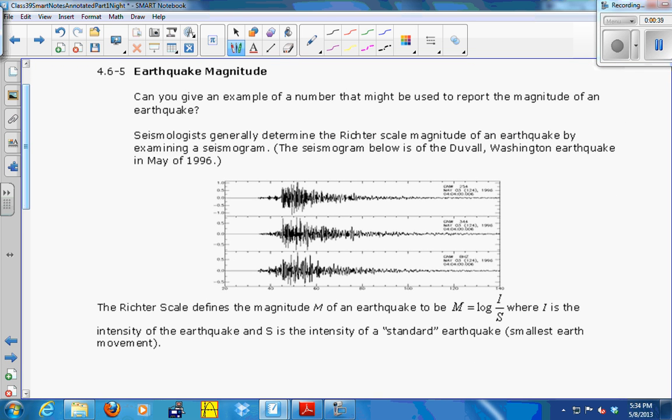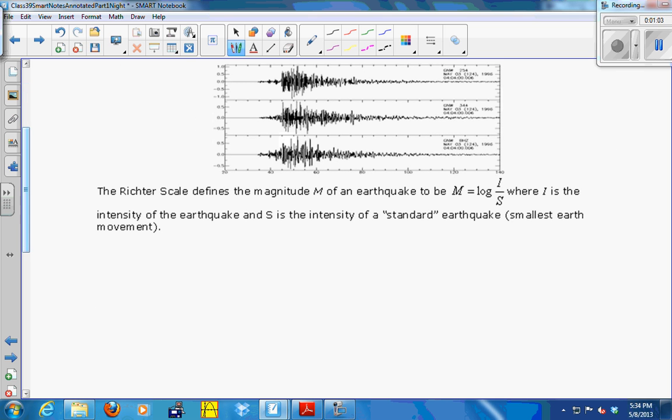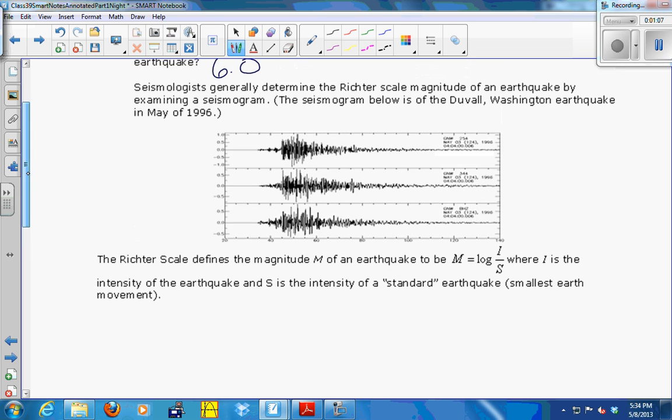All right, so can you give an example of a number that might be used to report the magnitude of an earthquake? 6.0. Yep. So seismologists generally determine the Richter scale magnitude of an earthquake by examining a seismograph. This is an example of what a seismograph looks like. And the Richter scale defines the magnitude of an earthquake as the log of I over S, where I is the intensity of the earthquake and S is the intensity of a standard earthquake, the smallest earth movement detectable by a seismograph. So we compare how intense the earthquake was to the smallest earthquake we can record, and then we take the log of it.